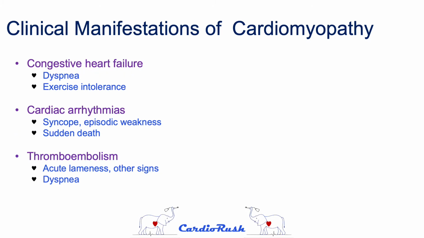The clinical manifestations of cardiomyopathy are often in one of three categories: either congestive heart failure, or cardiac arrhythmias, or thromboembolism. Congestive heart failure is usually going to result in dyspnea and/or abdominal distension or peripheral edema. Cardiac arrhythmias can lead to syncope, episodic weakness, or sudden death. And thromboembolism can result in acute lameness or other signs such as acute central nervous system signs.